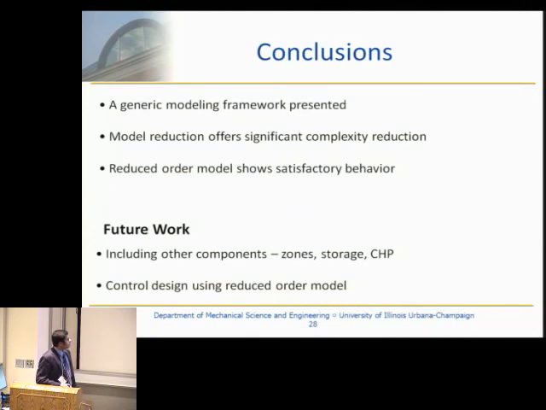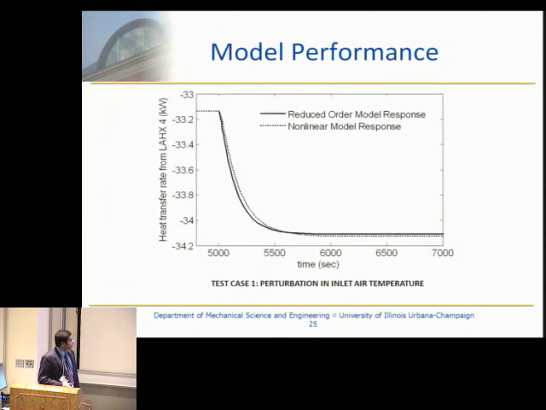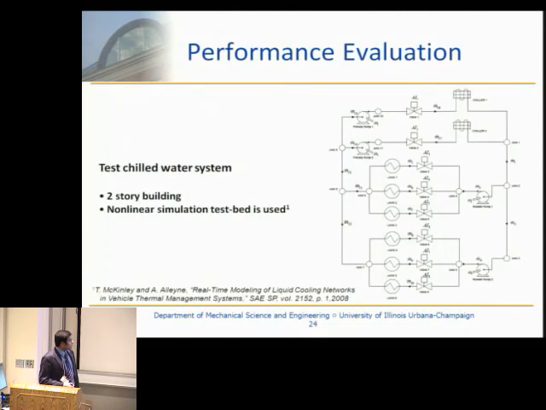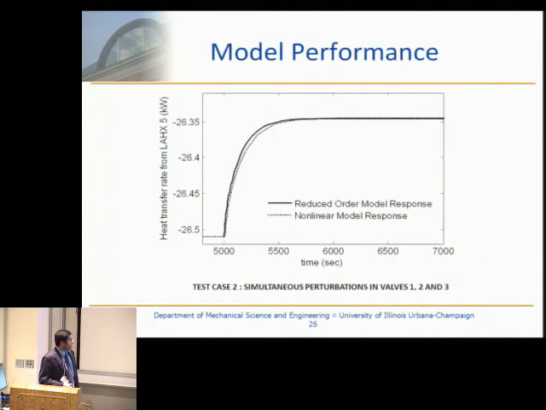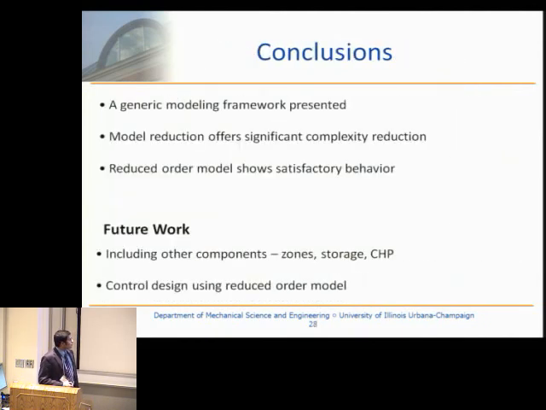To wrap up this presentation, I presented a generic modeling framework and applied the model reduction to the presented model, and we saw it offer significant complexity reduction. I should mention that in the test case example that I showed, the number of states went down from 55 to 8, which is a significant reduction. And the reduced order model showed satisfactory behavior.